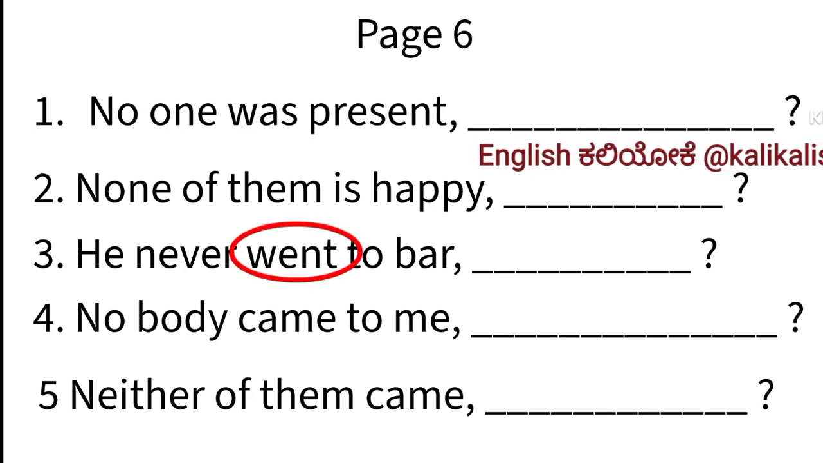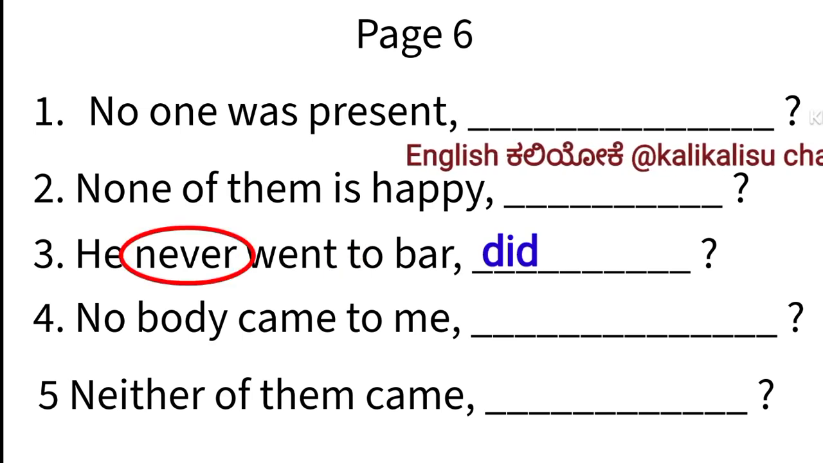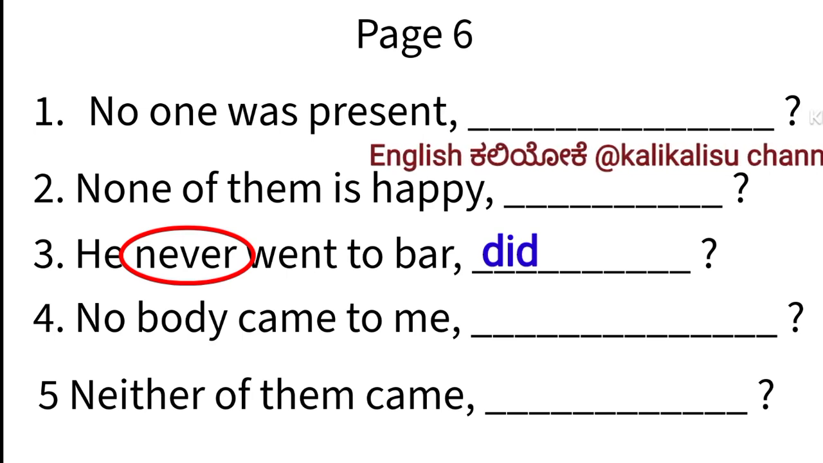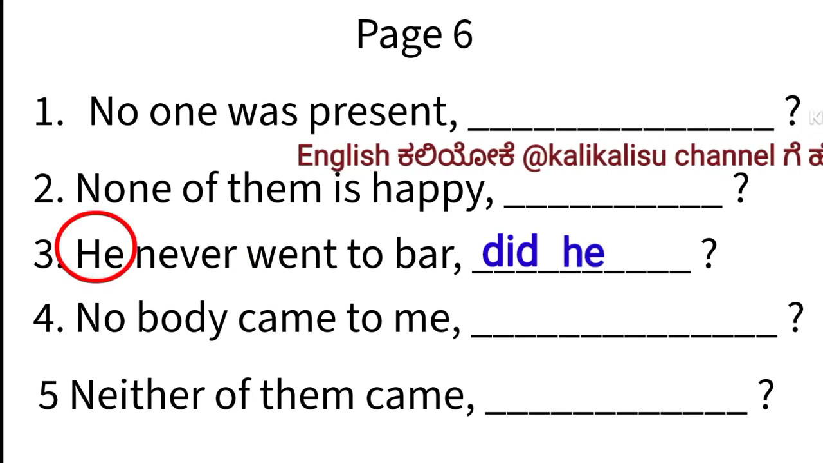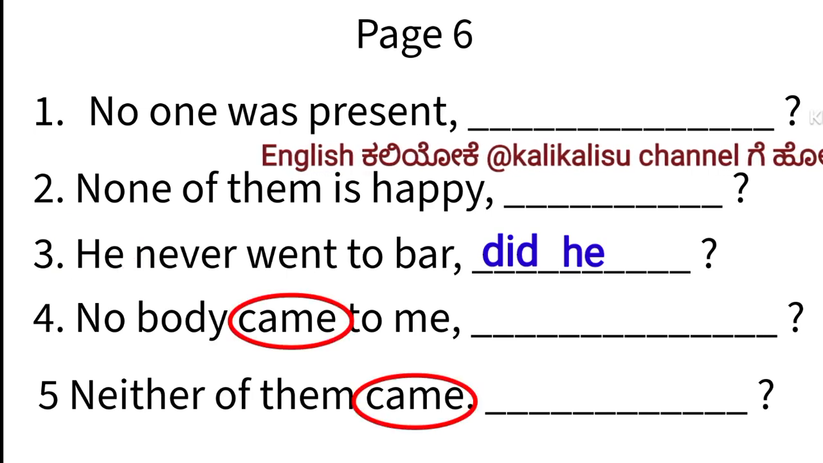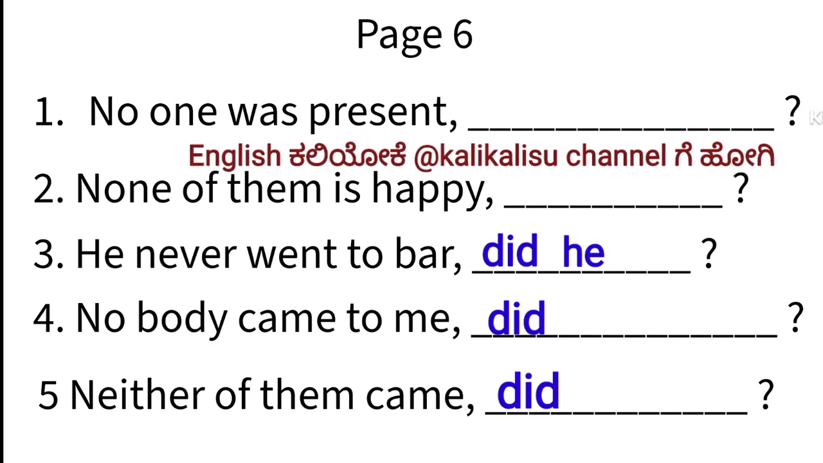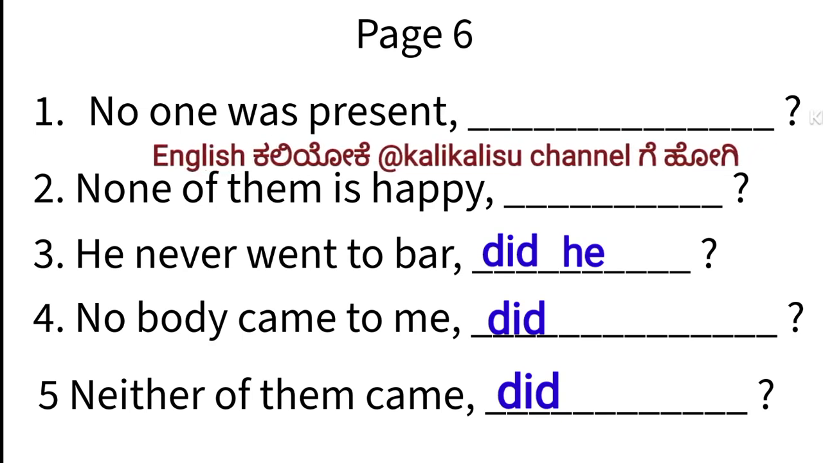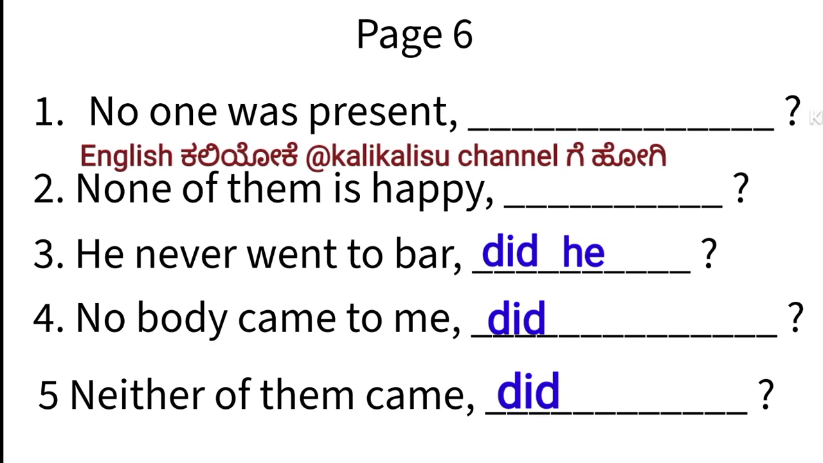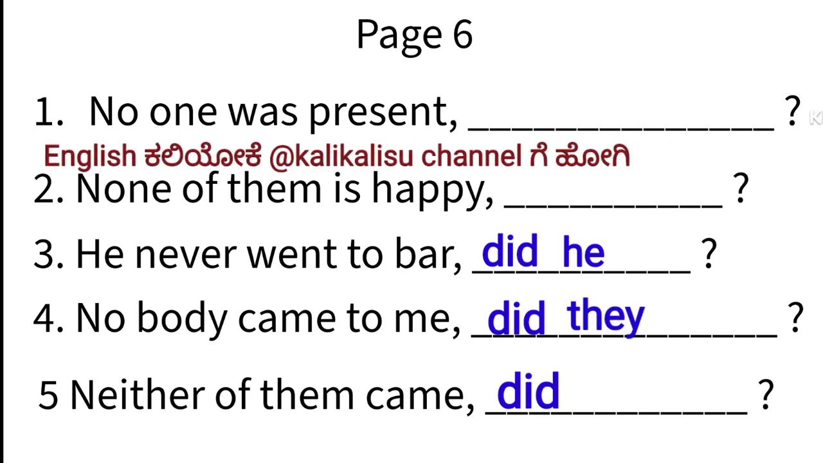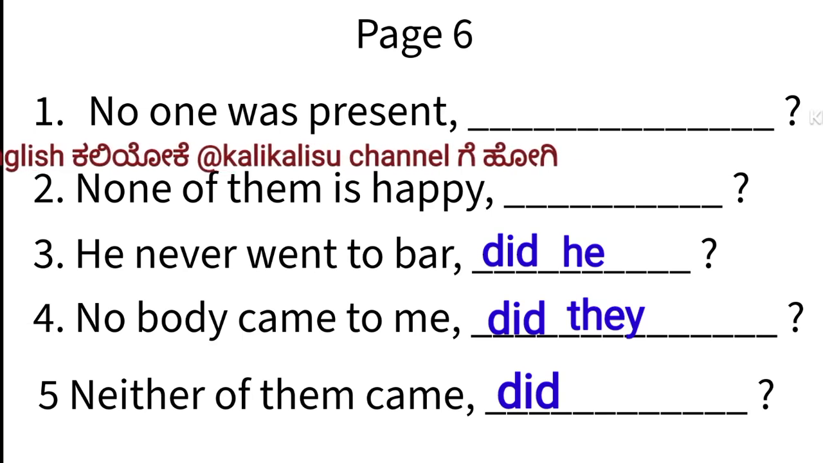Here, verb went is in past tense. Therefore, we have to choose did here. As the statement is negative, we have to use positive tag. Therefore, did is correct. And keep the pronoun he as it is. In the same way, the verb came is past tense. Therefore, we have to use did in both of these sentences. Again, nobody came suggests that there were more people. So the sense is plural. Use they. In the last sentence, neither of them suggests that there are two people. Therefore, again we have to use they.